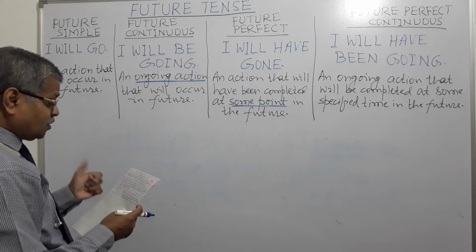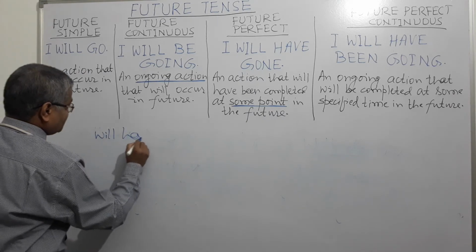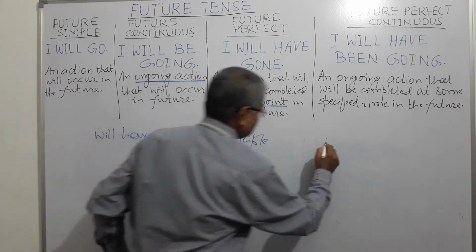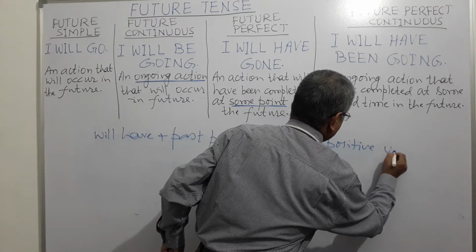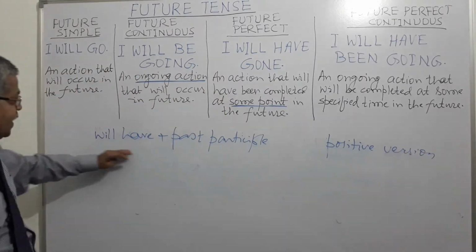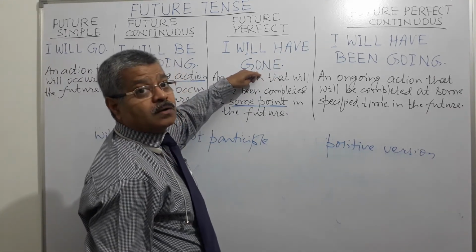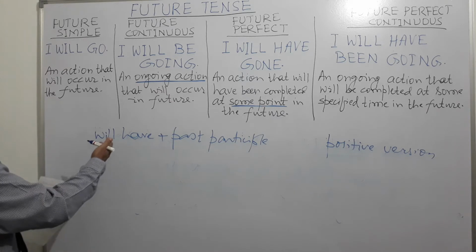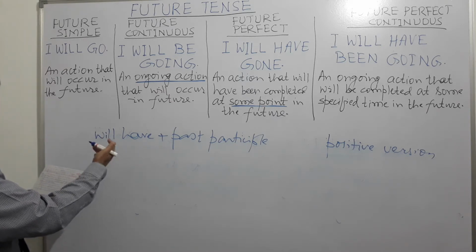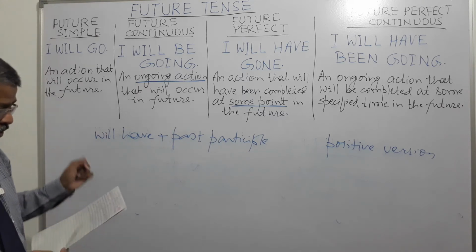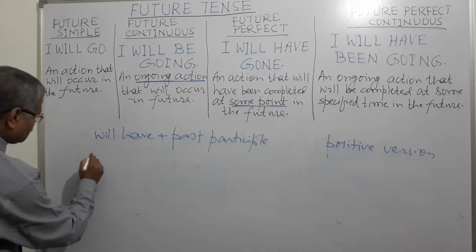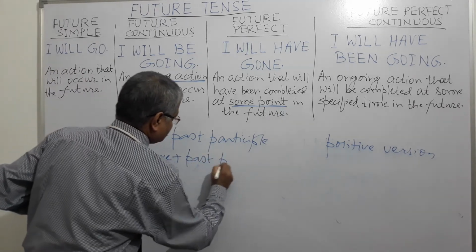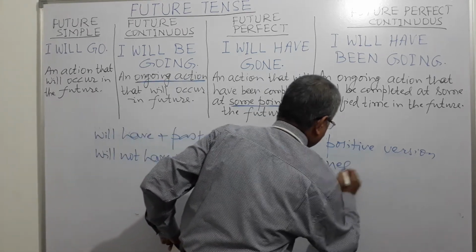So, what is the formula? Will have plus past participle. Right? And this is for the positive version. Will have plus past participle. Go, went, gone: will have gone. Will have plus past participle for the positive version. Right? And it's very simple. What do we do in the negative? Will not have plus past participle. In lieu of will have, you write will not have plus past participle, and that is for the negative version.